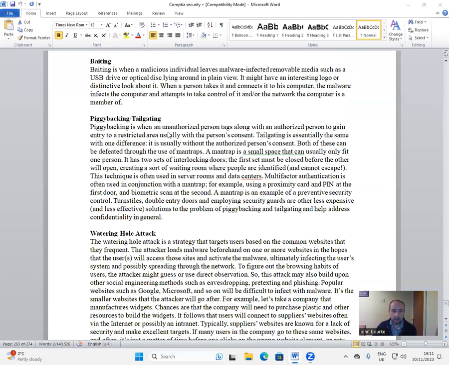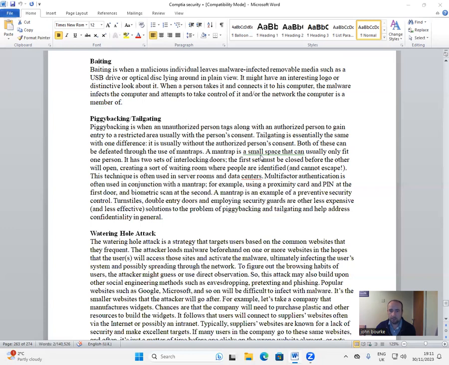Piggybacking is when an unauthorized person tags along with an authorized person to gain entry to a restricted area, usually with the person's consent. Tailgating is essentially the same, with one difference. It is usually without the authorized person's consent. Both of these can be defeated through the use of man traps.